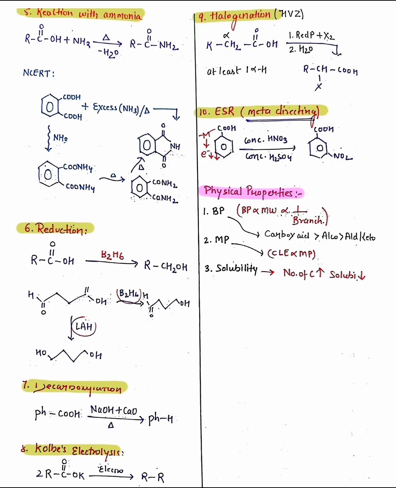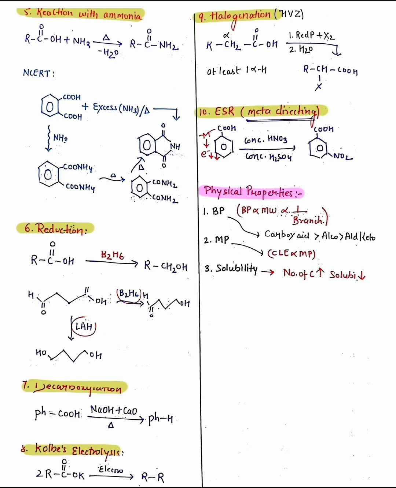Among various functional groups, carboxylic acid shows a higher boiling point than alcohol, which shows a higher boiling point than aldehydes as well as ketones. This is due to the intermolecular hydrogen bonding tendency in an acidic molecule. The melting point is the second physical property.